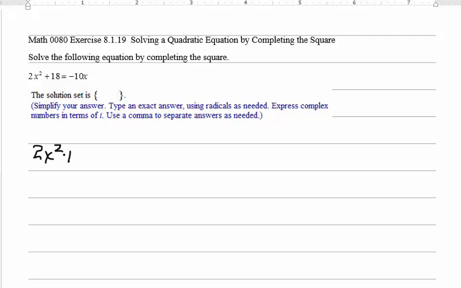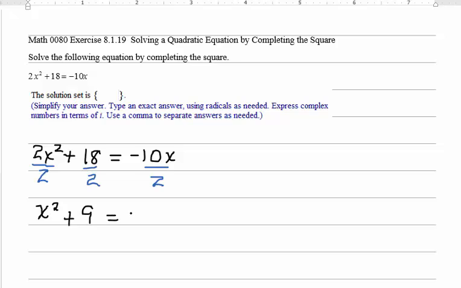Whenever a is not 1 and I'm completing the square, the first thing that I do, or I could do it as my second thing, but before I actually complete the square, I want to divide both sides by a. In this case, a is 2. So I have x squared plus 9 equals negative 5x.